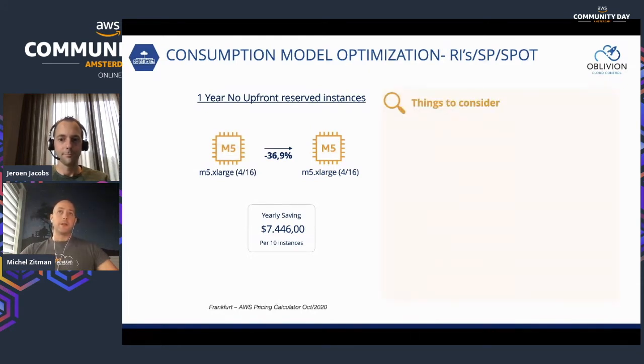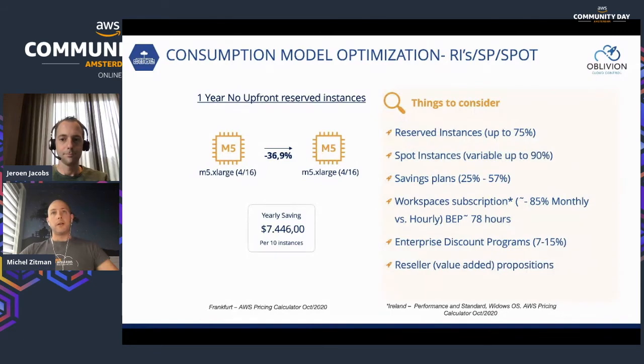Other things to consider would be Spot. If you have the chance, if your application workload is fault tolerant, go for Spot. Up to 90% savings. Nothing else will bring that much savings for you.